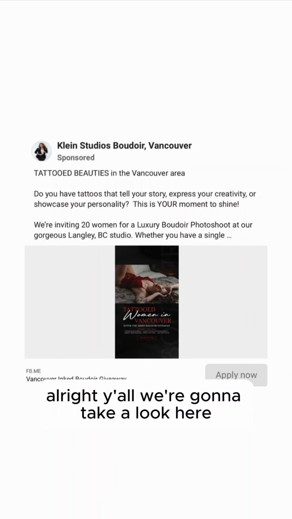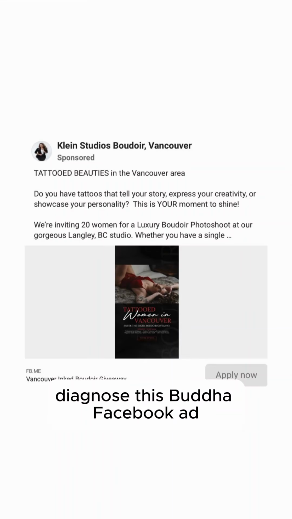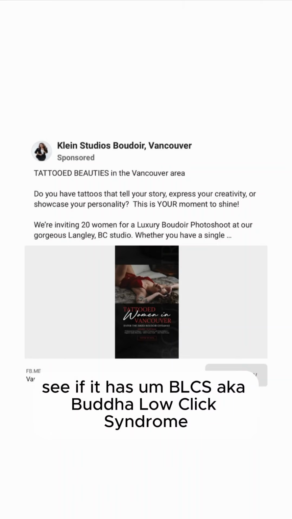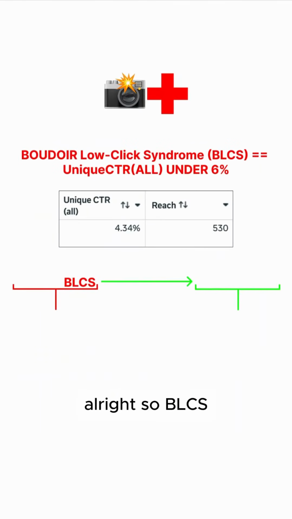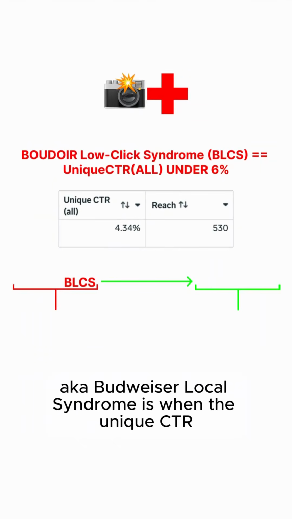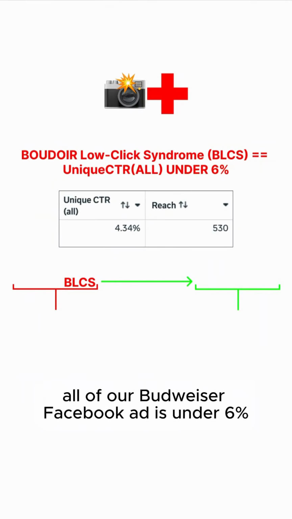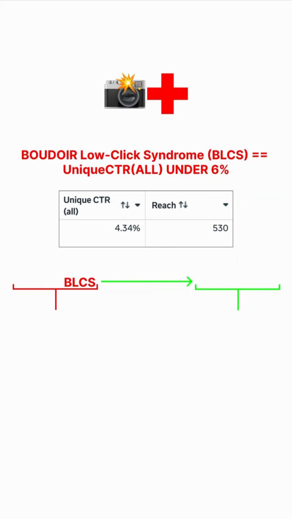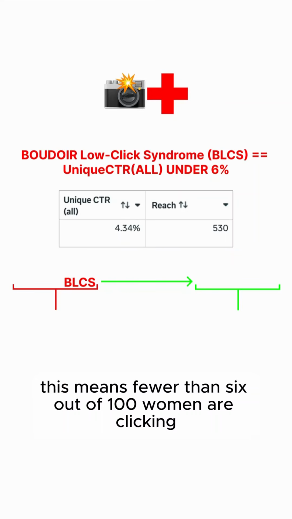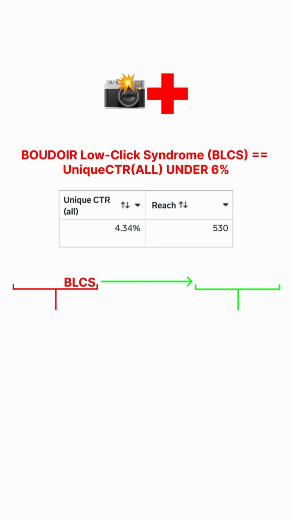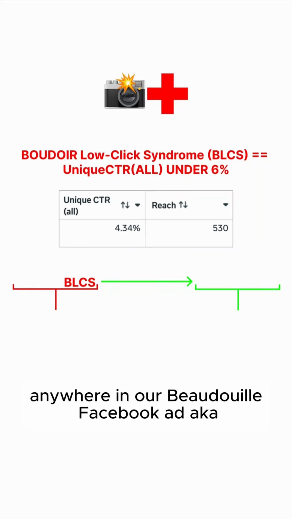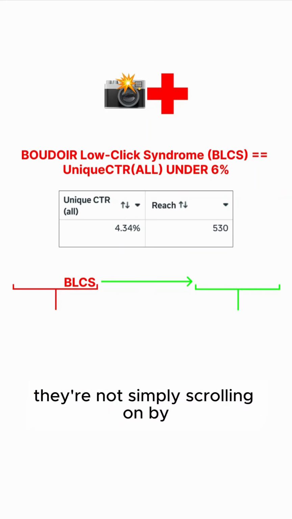All right, y'all, we're going to take a look here, diagnose this Boudoir Facebook ad, see if it has BLCS, aka Boudoir low click syndrome. BLCS is when the unique CTR of our Boudoir Facebook ad is under 6%. This means fewer than 6 out of 100 women are clicking anywhere in our Boudoir Facebook ad, aka they're not simply scrolling on by.